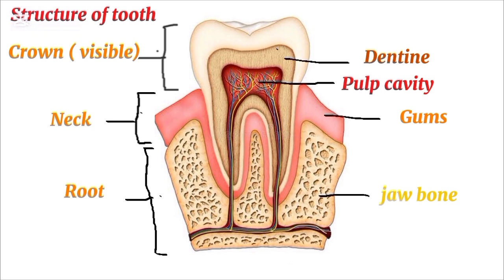In the crown region, this dentine is covered by a white, hardest substance in the body that is called enamel, while in the root, this is covered by a substance resembling bone that is cementum that secures the tooth in its sockets. Let's talk about the blood supply to the teeth.